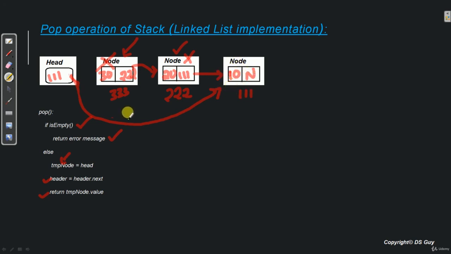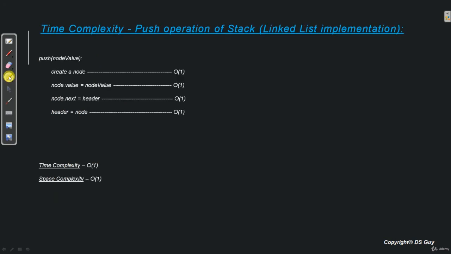Fine. Now let's quickly see the time and space complexity of the push as well as pop operation. As you would have guessed, all of these statements will take constant time. So time complexity is order of 1. Space complexity is also order 1 because we are just creating one single node, nothing more than that. Apart from that, we are not using any other extra space. So the time complexity and space complexity, both of them are order of 1.